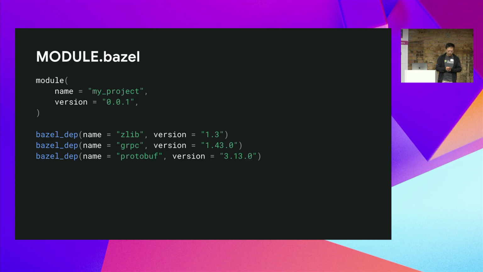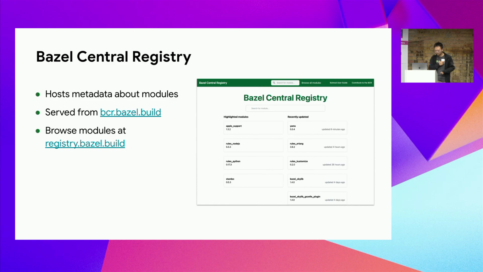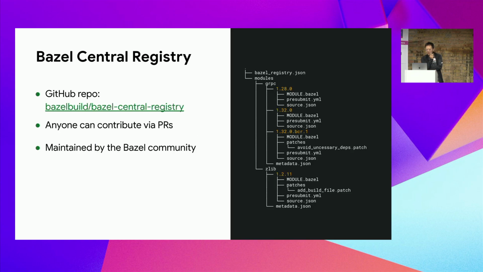So that brings two questions. Where do we get those dependencies? How does Bazel know where to fetch those? And how does Bazel resolve the dependency conflicts? Like I mentioned, we have the Bazel Central Registry. It's basically a metadata registry about all the Bazel modules. We don't actually store the source archives. It's served from bcr.bazel.build, and you can browse all the modules available at registry.bazel.build.